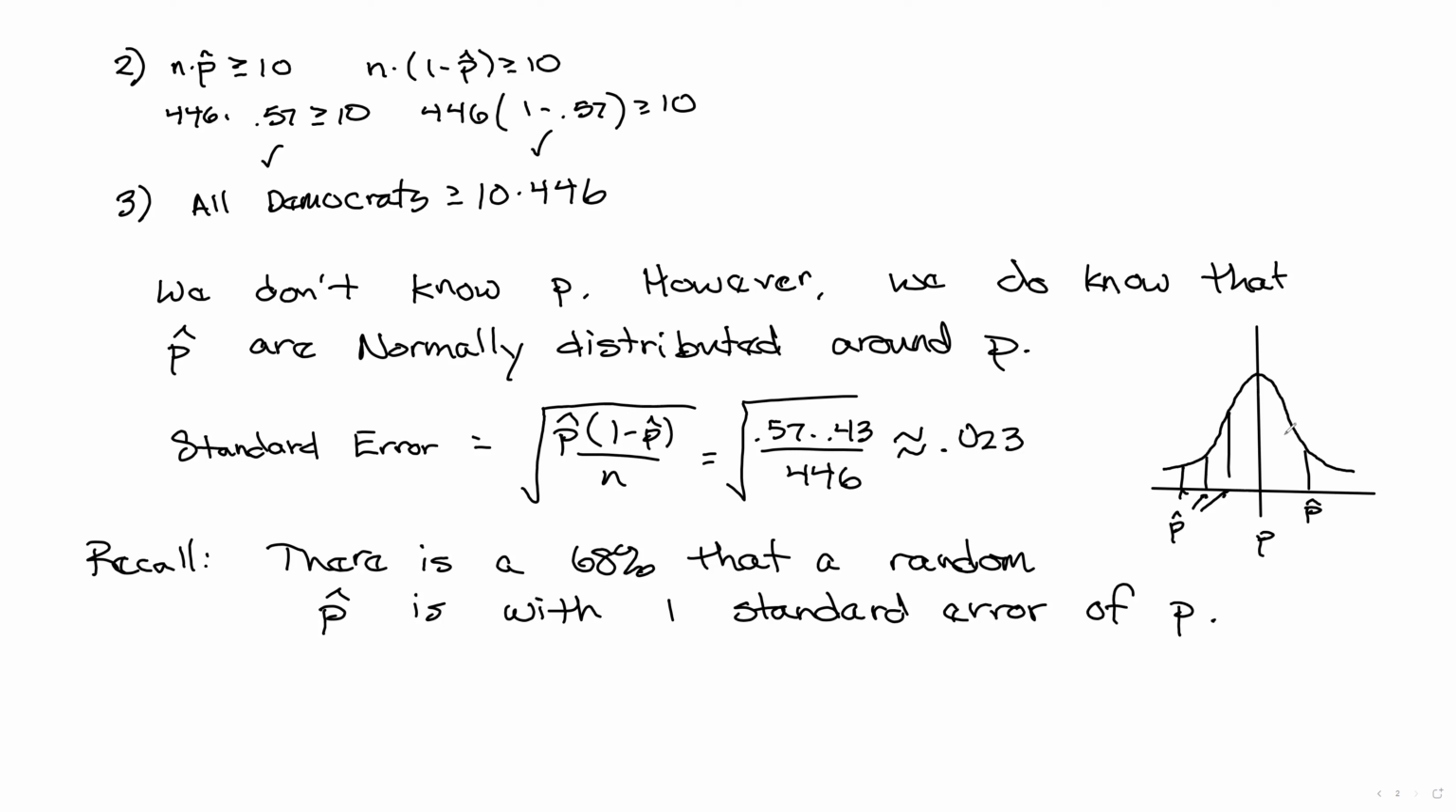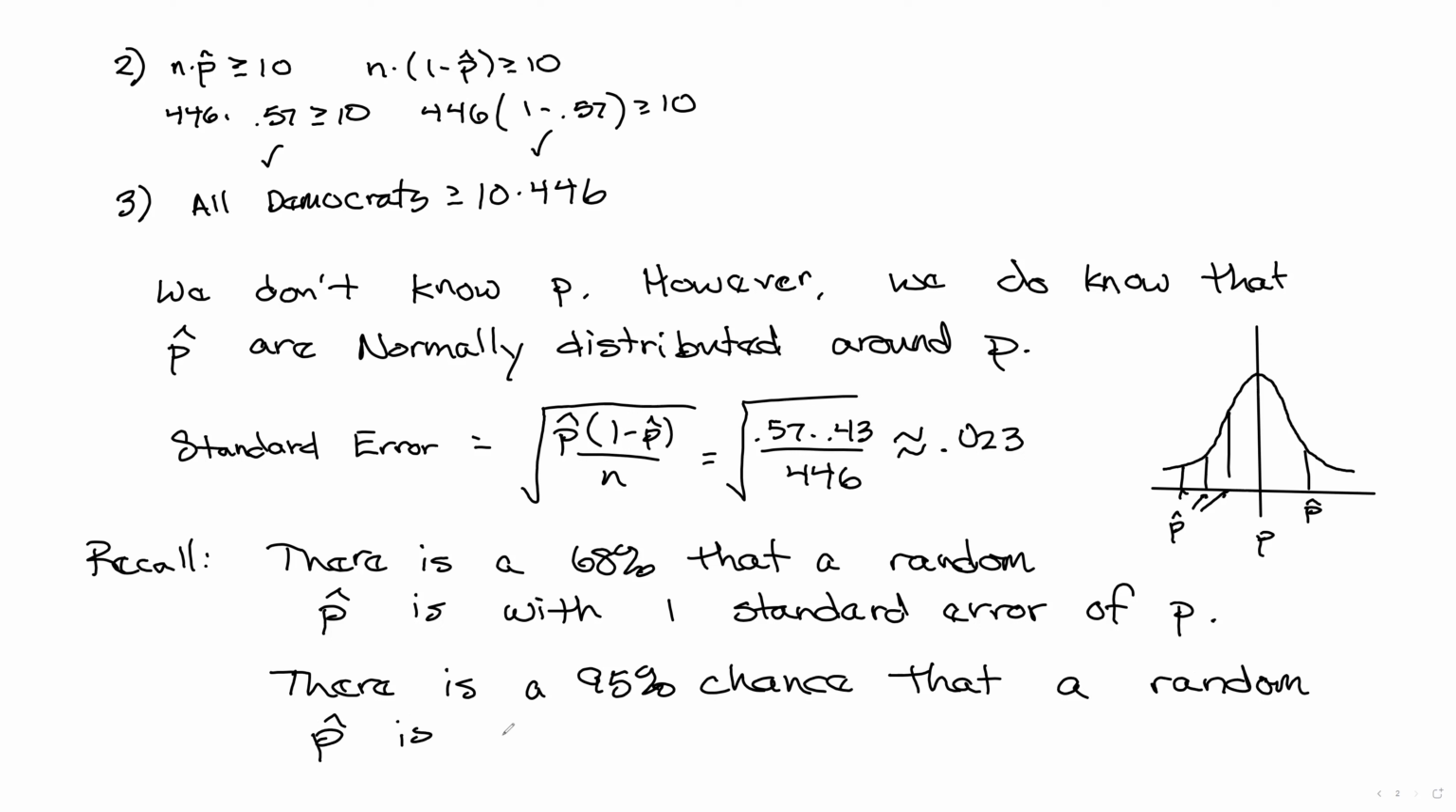And so this is a result from the central limit theorem. It says that here at the center P, if we go out one standard deviation in each direction, since it's normally distributed, that's going to cover 68% of the P hats, meaning there's a 68% chance that a random P hat will be in that distribution. So if you take one P hat at random, there's a 68% chance it's going to be within one standard deviation. We can also say there is a 95% chance that a random P hat is within two standard deviations, or two standard errors.